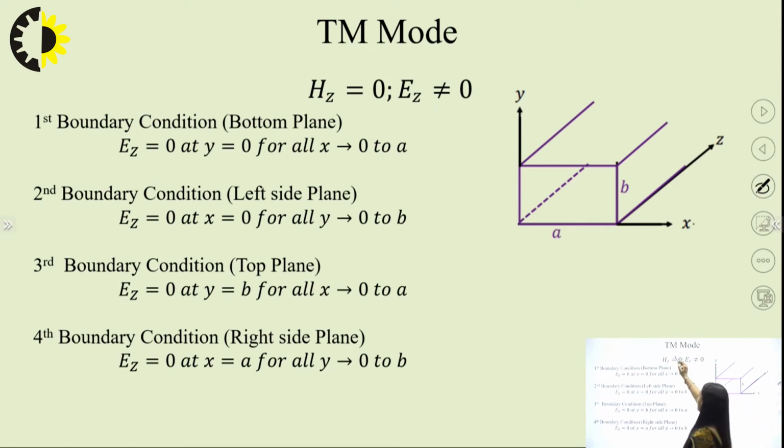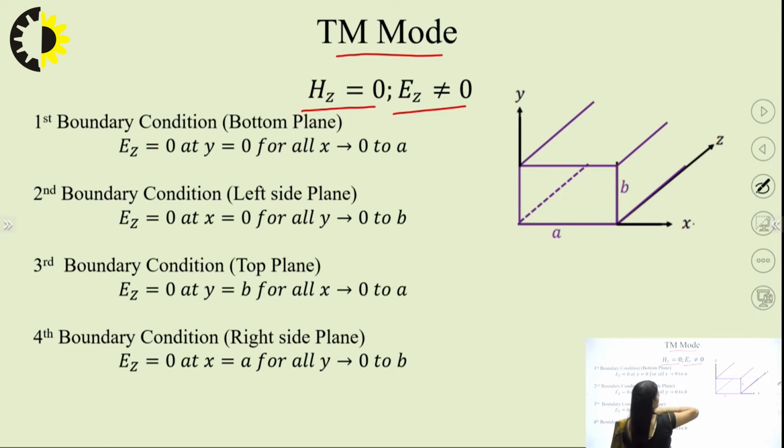So first we will discuss the TM mode. For TM mode, we have to apply some boundary conditions. The condition of TM mode is that the magnetic field along the direction of Z is 0, or the magnetic field in the direction of propagation is 0, but there is the possibility of an electric field. It means the electric field in the direction of propagation is not 0. So we will find out the electric field in x and y direction also, and the electric field at the boundary of your waveguide.